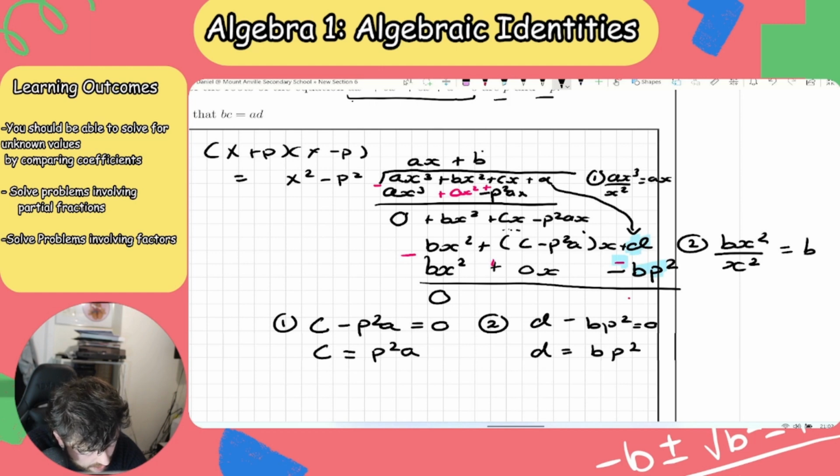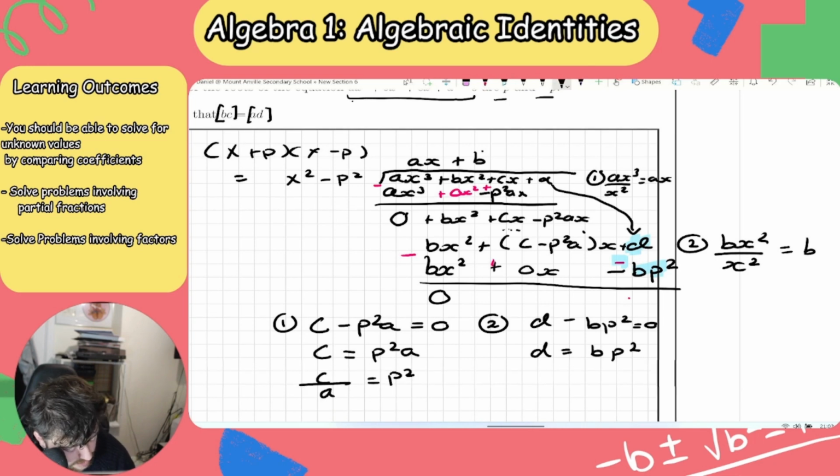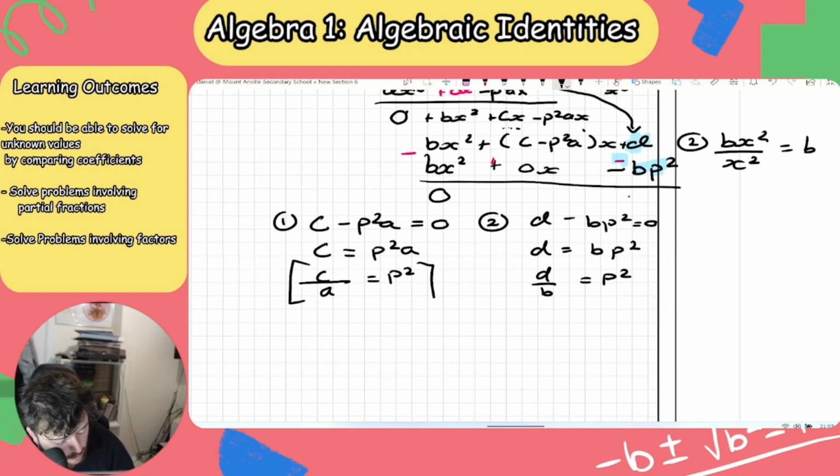So what I am looking for here is I am looking for bc and ad. I want to get rid of my p's. So what I'm going to do is isolate p squared in one of these equations. So I'm going to have c over a equals p squared. And I'm going to do the same here. I'm going to have d over b is equal to p squared. Now, I have these two expressions, both in terms of p squared, so I'm going to let them equal each other. So c over a equals d over b.